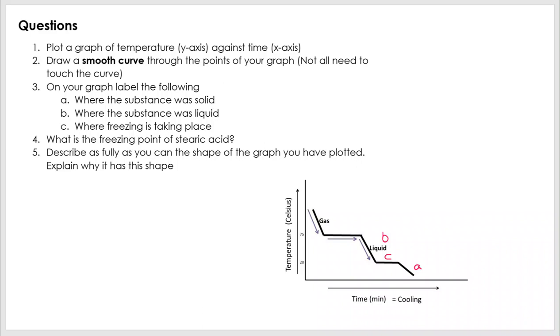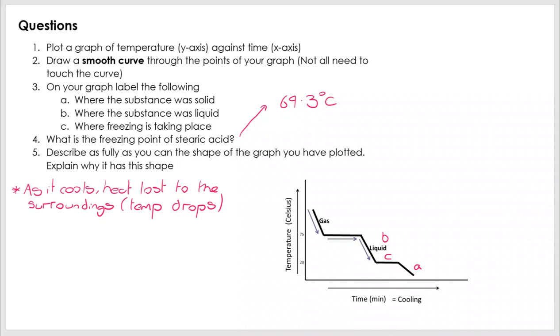We then have the question about the freezing point of stearic acid. Now, within an exam, this would be you reading directly off a graph you've been provided with or plotted. Stearic acid is around 69.3 degrees C. And then describe as fully as you can the shape of the graph you've plotted and why it has this shape. Well, if you think about it, as something cools down, it's cooling down because heat is being lost to the surroundings. So temperature of the surroundings might go up slightly, but the temperature of the material is going to drop.